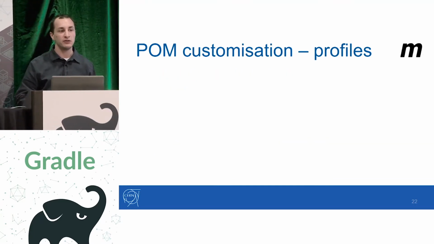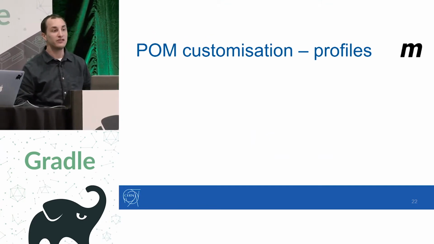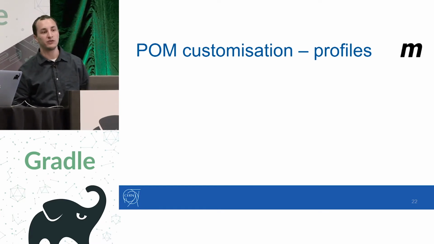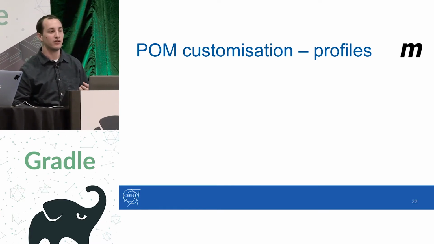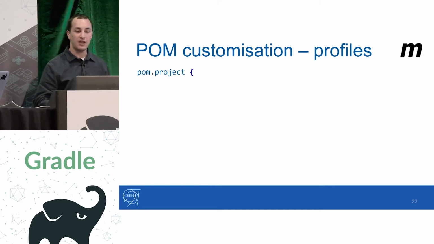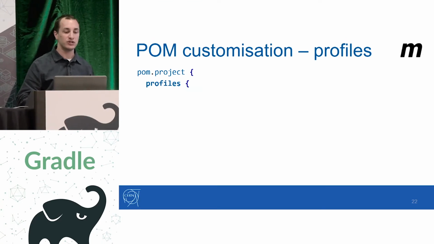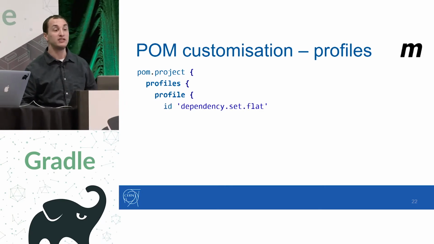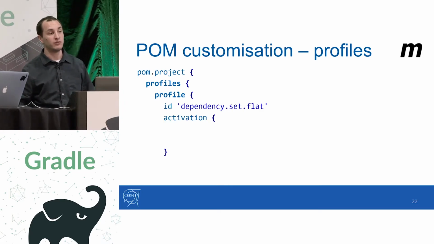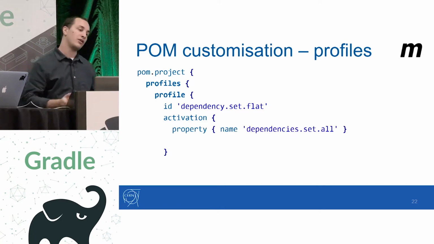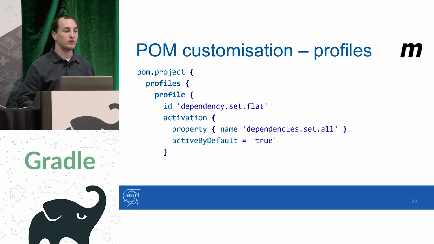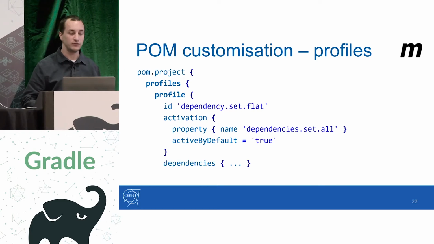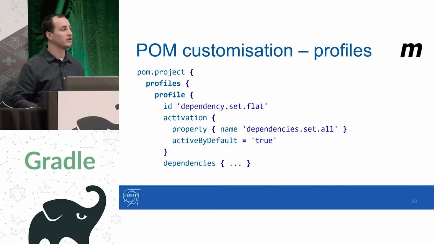Another thing that we heavily rely on is the POM profiles. Now, this is something that is not necessarily considered best practice. However, it enabled us to facilitate better cooperation with other research institutes way easier. Again, it's a similar idea. In the POM project, you go to the profiles block, and you can define a profile, give it an ID, and define on what terms it should be activated, either driven by a property or by simply setting that it should be the active one by default. And then you can go on and customize your dependencies.